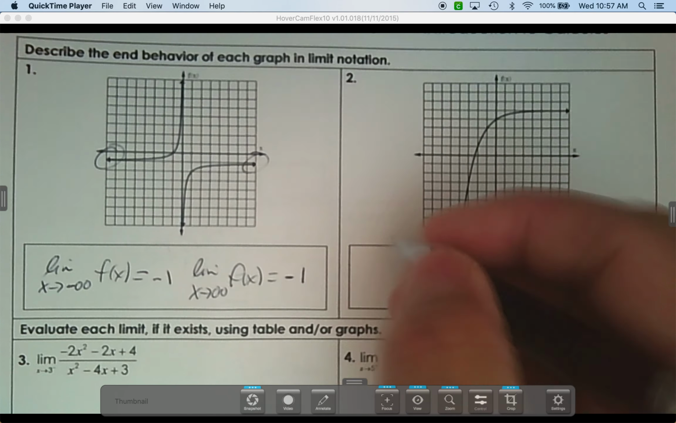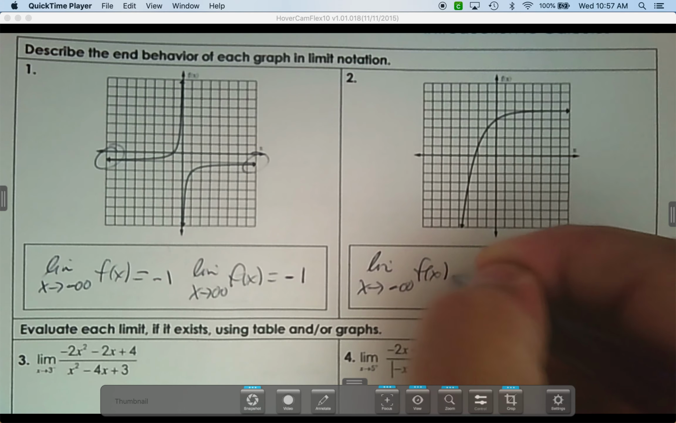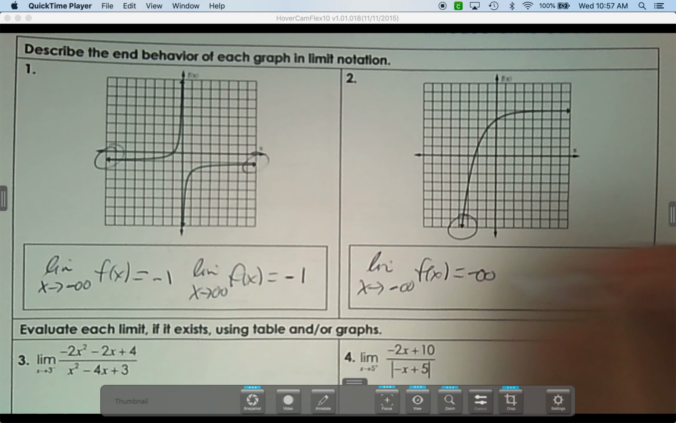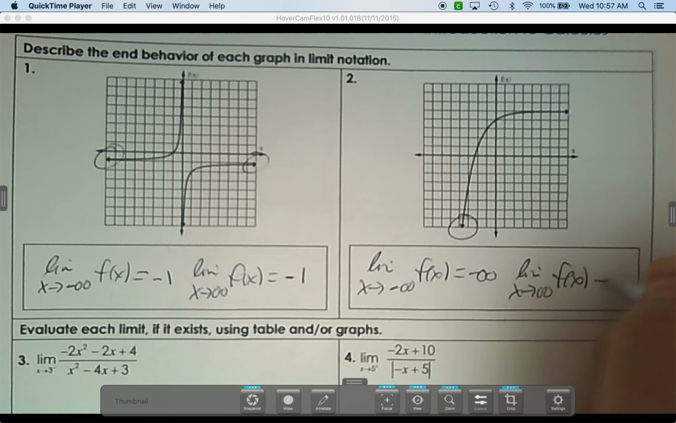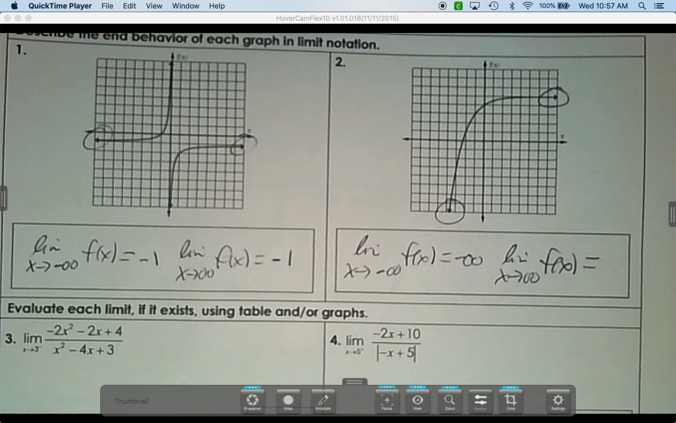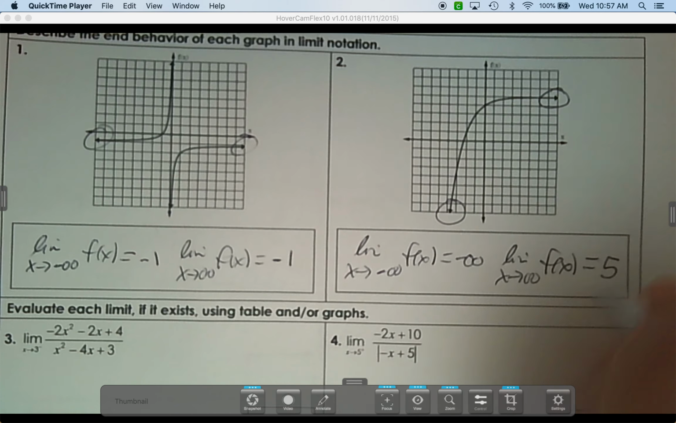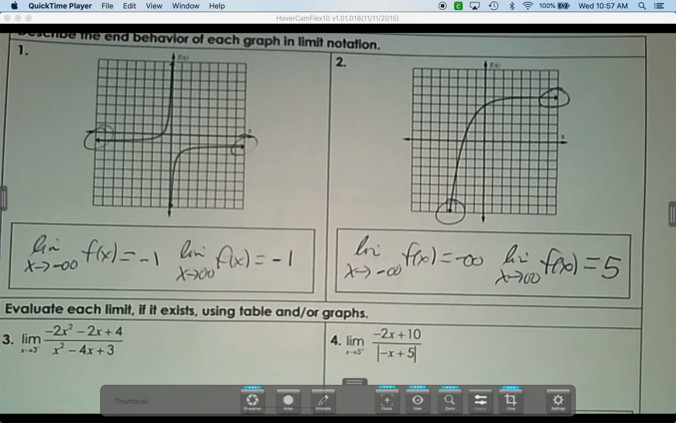Number 2, again, the limit as x approaches negative infinity, that's the left side. So the left side obviously is going to negative infinity. When I look at the right side, again, the notation matters that you're writing it correctly. It's a horizontal right there. So as it flattens out, what's the y coordinate that it's flattening out to? So if you count up, that is 5, even though there's no scale on the graph. So there you go. Number 3.